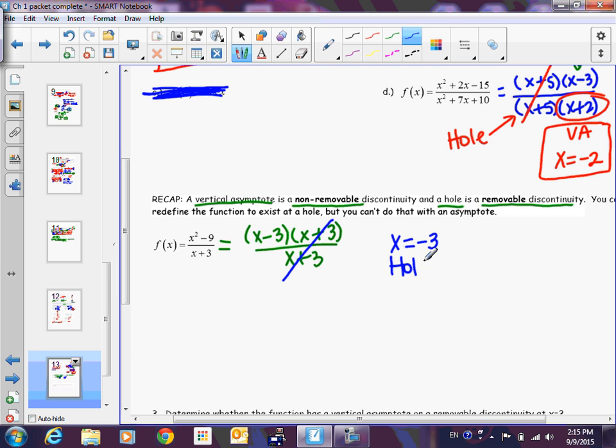This is a hole, otherwise known as a removable discontinuity. When you think of the word removable, just think cancel. We canceled it. Now, is there anything left in the denominator? No. So there is no vertical asymptote in this problem. And again, whatever's left in the numerator, that's causing an x-intercept, which is neither here nor there when we're dealing with limits.